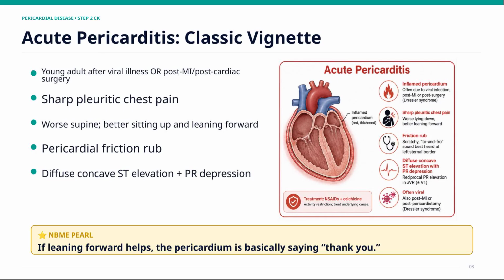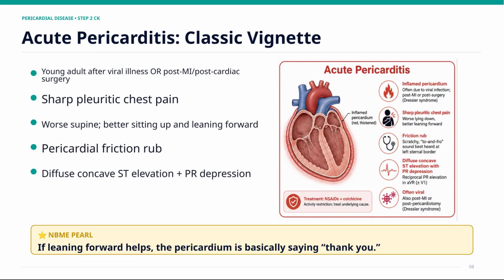On exam, you hear a pericardial friction rub, that classic scratchy to and fro sound. And the ECG shows diffuse, concave ST elevation with PR depression. NBME Pearl. If leaning forward helps, the pericardium is basically saying thank you. You need 2 out of 4 criteria to call this acute pericarditis.